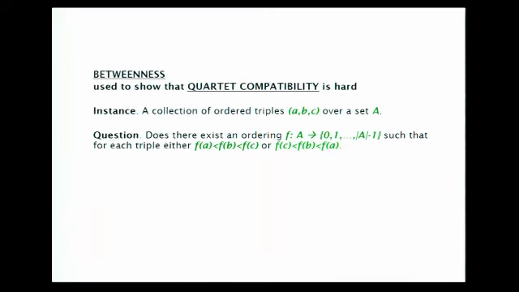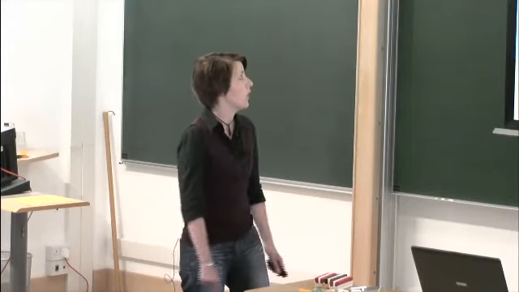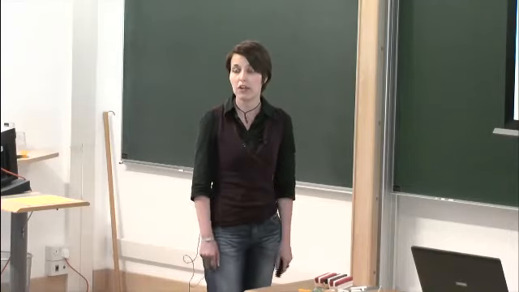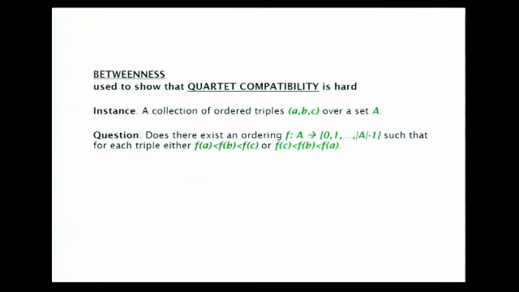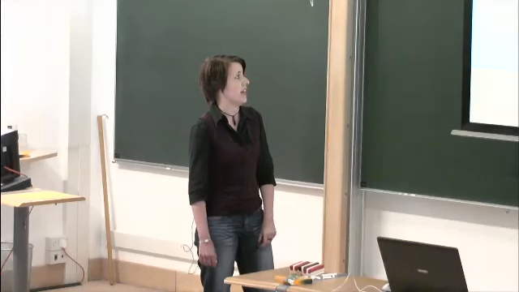So the next problem we looked at is betweenness, and betweenness was actually used to show that the quartet compatibility problem is hard. This was the proof by Mike Steele. And betweenness is the following problem. You're given a collection of ordered triples A, B, C over a set A, and the question is whether there exists an ordering f from A into the first cardinality of A minus 1 integers, such that for each triple you either have that f(A) is less than f(B) is less than f(C), or vice versa, f(C) is less than f(B) is less than f(A).